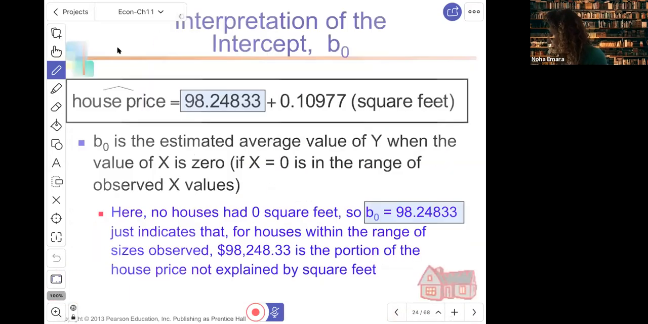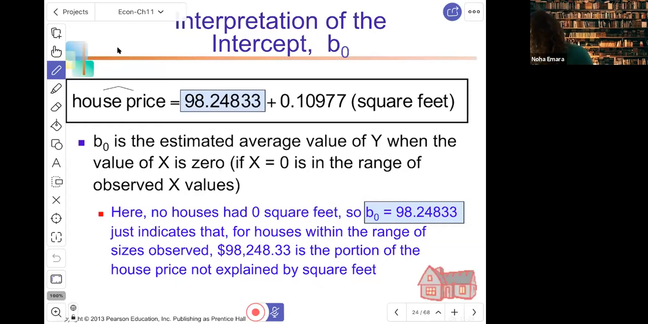Okay, so for example, when you get the 98.2483, of course you can always approximate this number up to two decimals. We don't have to see this whole number of decimals right here. So what we can say here is the intercept is always the value of the dependent variable at zero independent variable, or at 0 square feet. So at 0 square feet, the price is equal to 98.24.